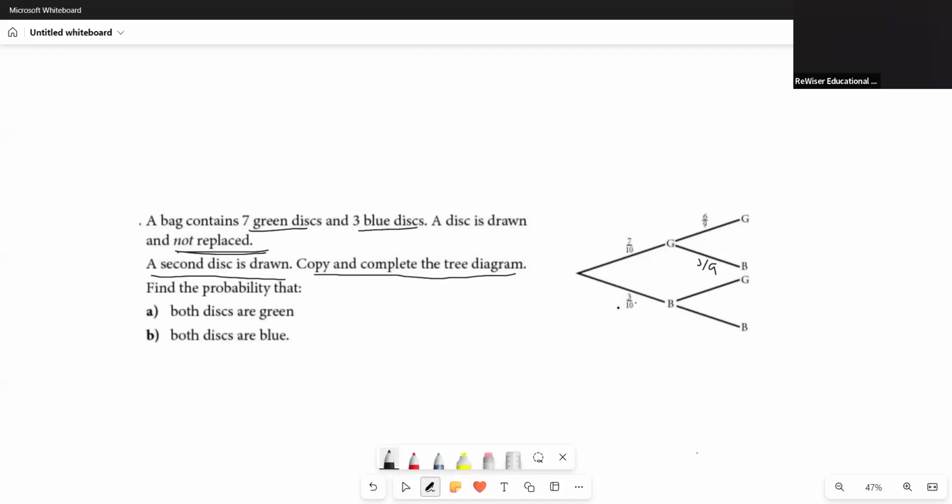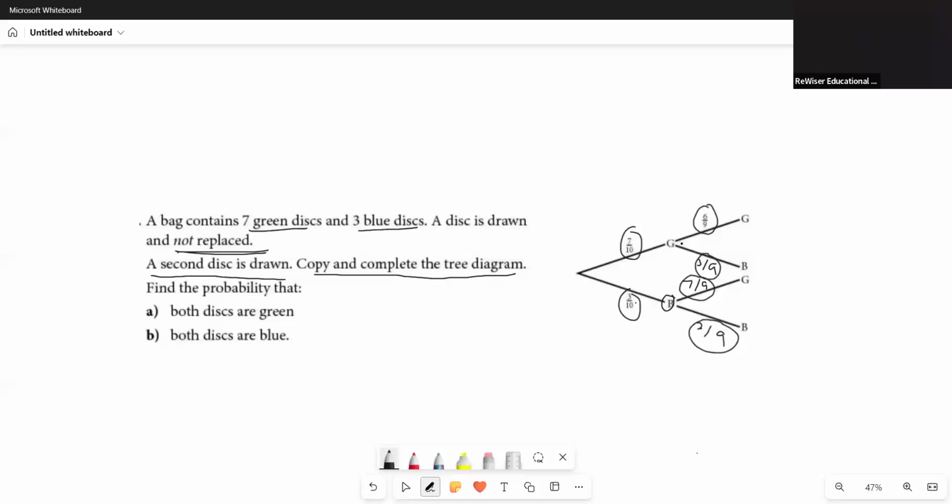Now this is 3 by 10. So 3 by 10 literally means that the blue disc has already been drawn. So the green discs will remain the same. So this will now become 7 by 9 because it's not replaced. And this will become 2 by 9. So that's how we have to complete the tree diagram. Make sure we cross-check that the sum of the branches should always be equal to 1 in the tree diagram. If this is not matching, that means we have made a mistake somewhere.